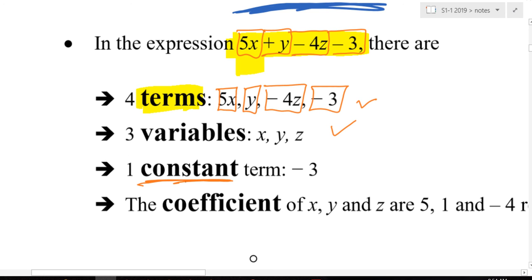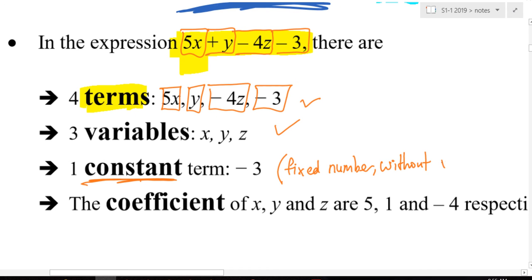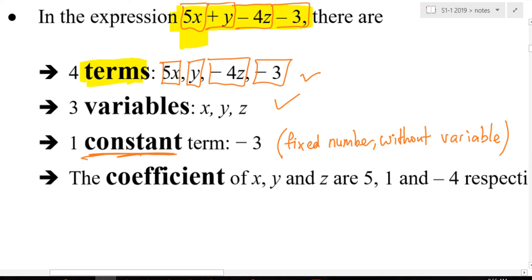Now, how many constants are there? So can you write down, constant means it is a fixed number without variable. So what does that mean? Let's look at 5x. Is 5x a constant? 5x has a number, number 5, but why is 5x not a constant? Because there's an unknown number called x, so not constant. What about y? No. Negative 4z? No. But negative 3, is it a constant? Yes, because it never changed, right? It will always be negative 3. There's no alphabet attached behind. There's no variable.